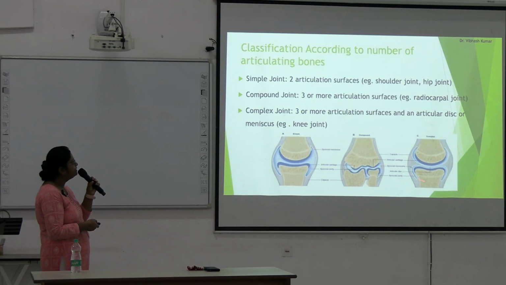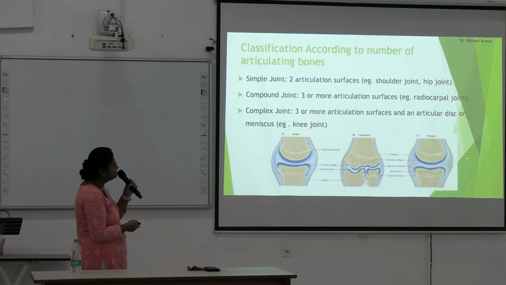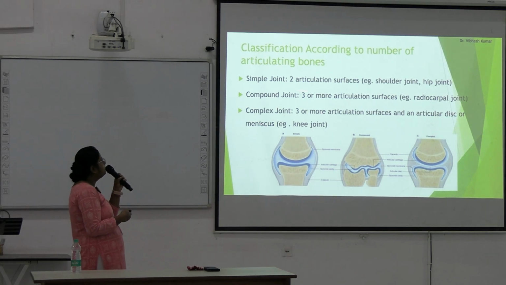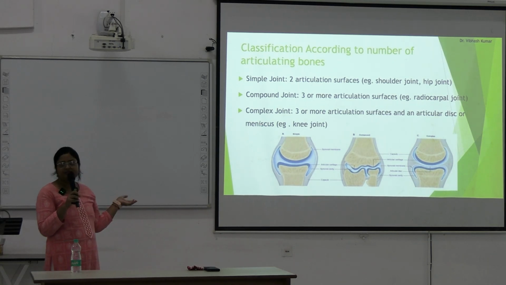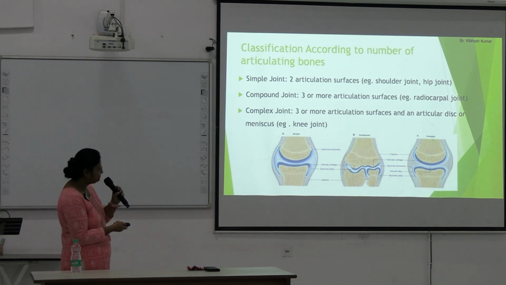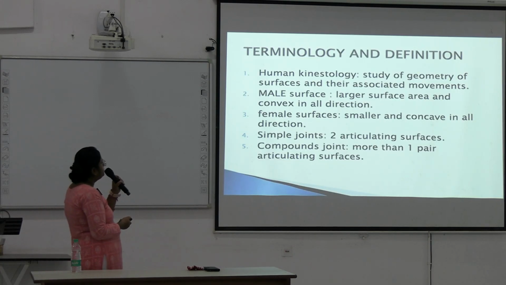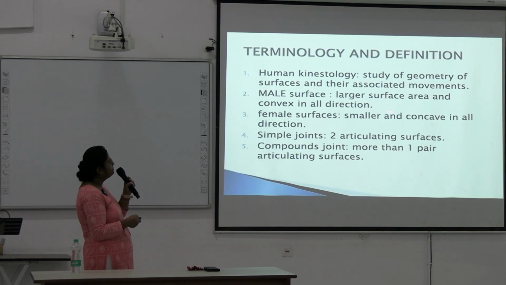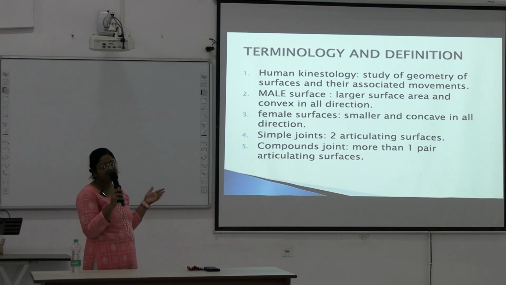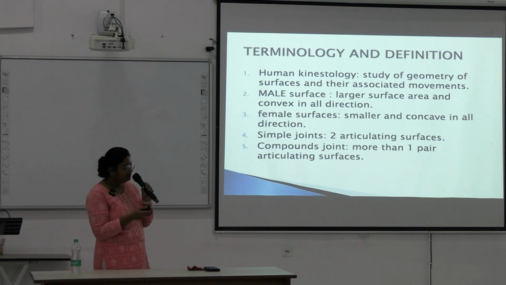That is example of knee joint. Here articular disc is present, meniscus. Okay, so that is important. In compound, 3 or more articular surfaces; complex, meniscus or articular disc is present. That point is important. Okay, now these are some terminology. It's sometimes used. So you know the terminology, just know.